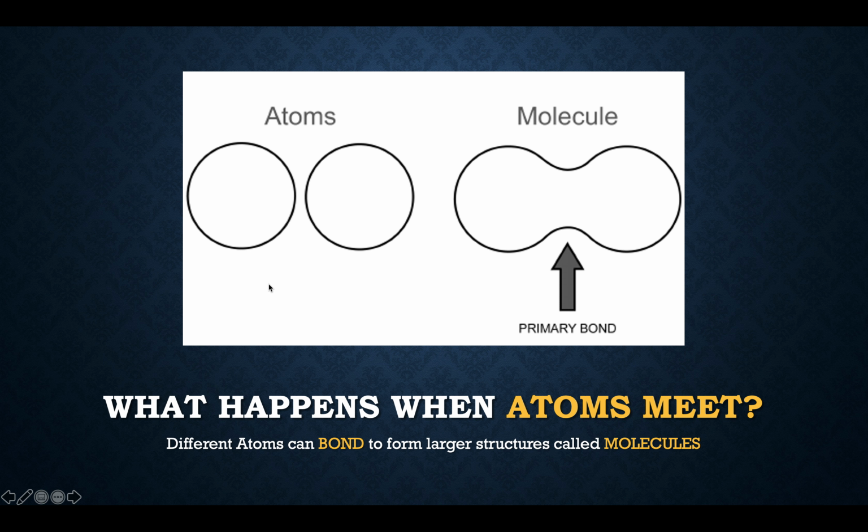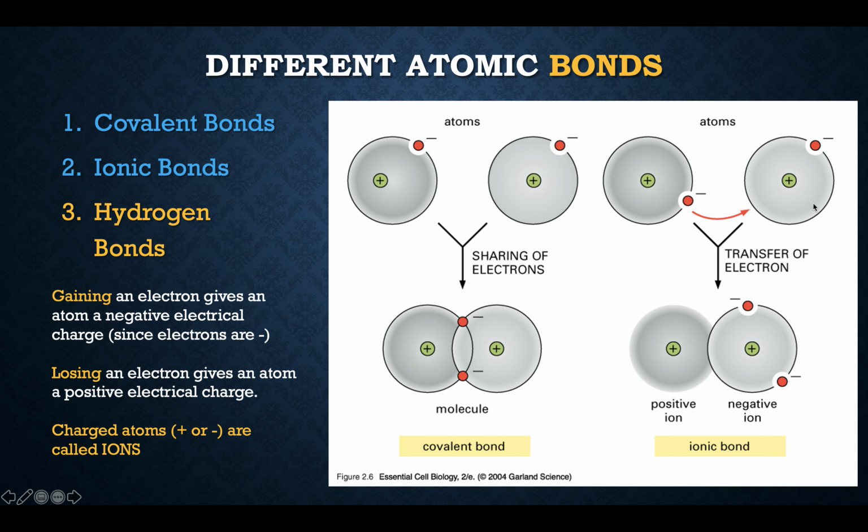What happens when atoms meet? Right? So when 2 atoms meet, they form a bond. Now there's different types of bonds, and we'll go over that in a minute. And when they bond together, they're called a molecule. There are 3 different types of bonds we'll discuss today. The first are covalent bonds. Covalent bonds are when 2 atoms share electrons.